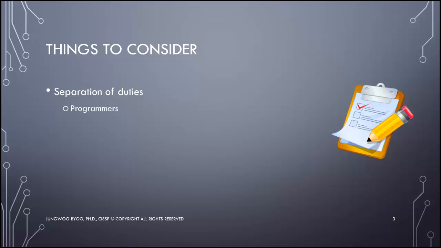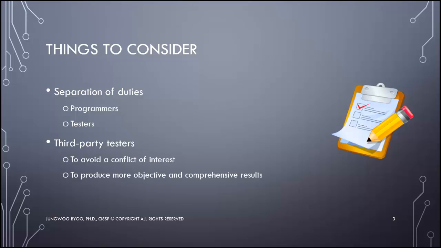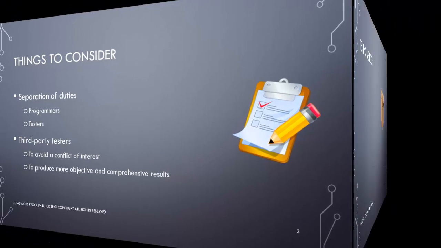So in addition to the programmers, the testers should be people who aren't really the programmers themselves. And that's why having a third-party group as software testers is very important or crucial. First of all, to avoid a conflict of interest, and also to produce more objective and comprehensive results.